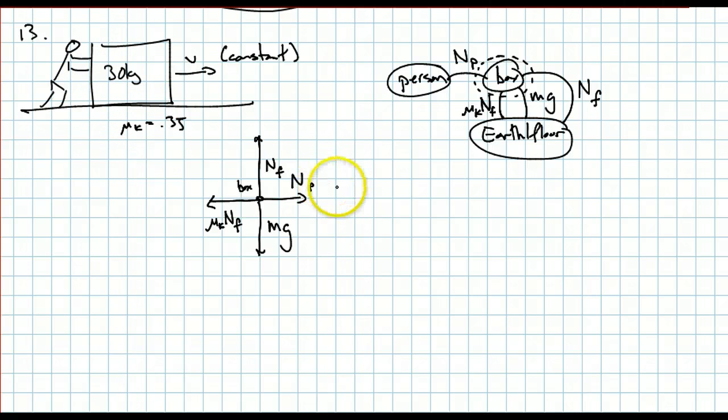Why are they all balanced? Because the velocity is constant. It doesn't matter what constant velocity we have, as long as the velocity is constant. This is what the force diagram will look like. I'll make right and up positive. I'll write my F-net equations now.